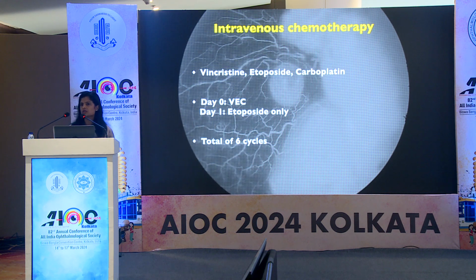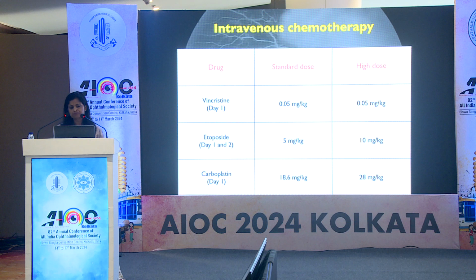The standard protocol that is followed by most of the ocular oncologists across the world is the use of vincristine, etoposide, and carboplatin, where we give the drugs on 2 different days, where all 3 drugs are given on day 0 or day 1, whatever you count it as, and the next day we give only etoposide. And the general protocol, and here we are talking of only the intraocular retinoblastoma, we are not talking about the eyes with extraocular extension, is that we give 6 cycles of chemotherapy. And it can be in the form of standard dose or high dose.